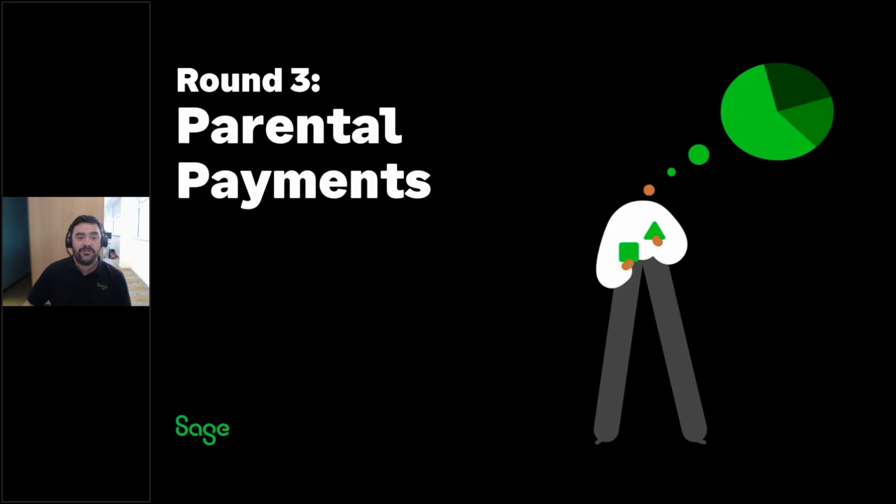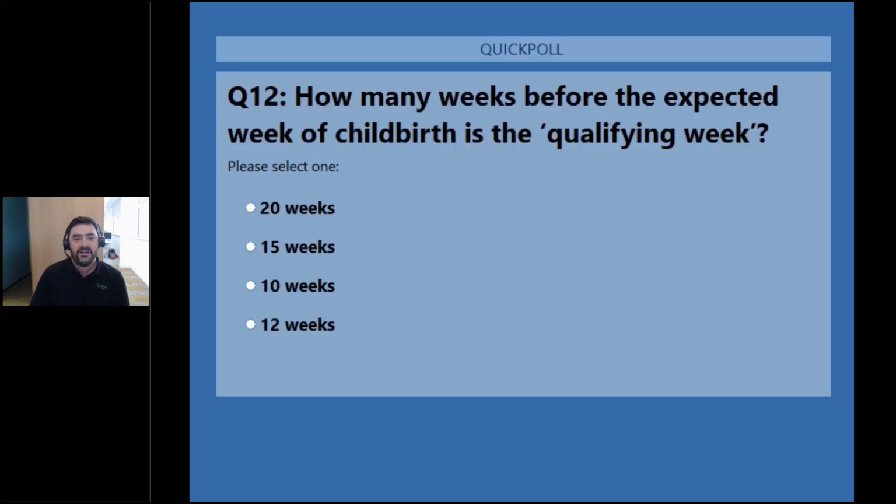On to question 12 then. Question 12 is, how many weeks before the expected week of childbirth is the qualifying week? So that is an important week when it comes to statutory parental payments, not just maternity, but paternity as well. How many weeks before the due date, the expected week of childbirth, is that qualifying week?